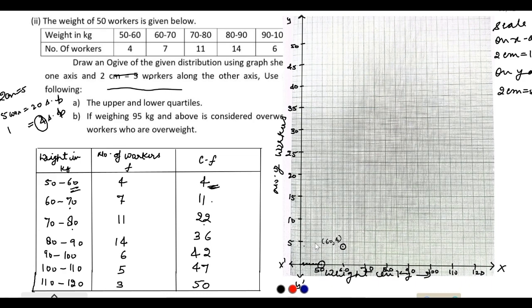(60, 4). Next point 70, 11. 10 and 4 small part is equal to 1. It means after 4 parts you will get 11. Next is 80, 22. Now 20 and for 2 we have to take 8 small parts. Next 90, 36. This is 35 and 36 means 1. Then you have to take 4 small parts.